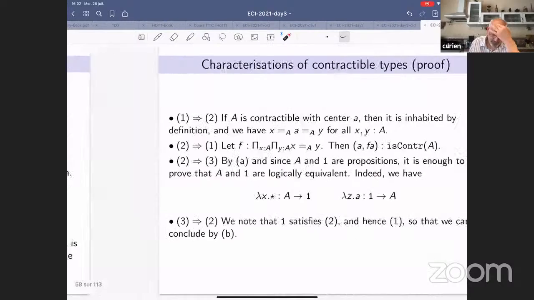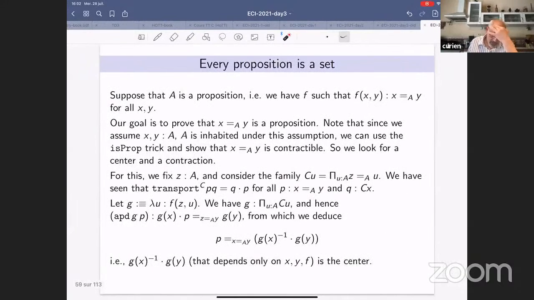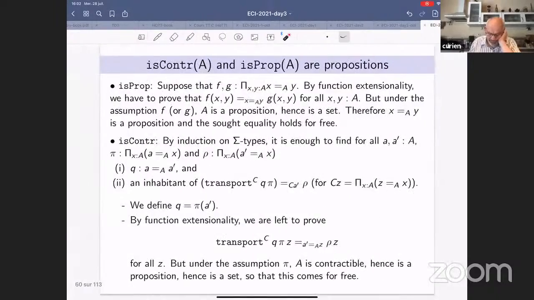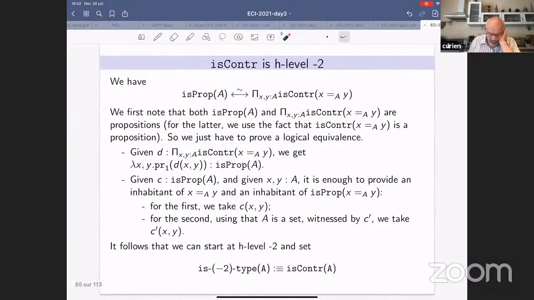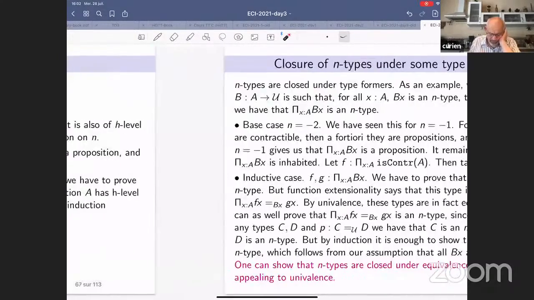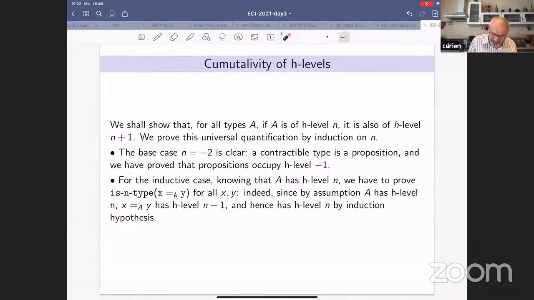characterizations. Okay, so the next thing, which is interesting, is that we are going to show that every proposition is a set. And this is a special case of something that we will see a bit later. Namely, we will show in general that if a certain type is an n type, then it is also an n+1 type and an n+2 type.